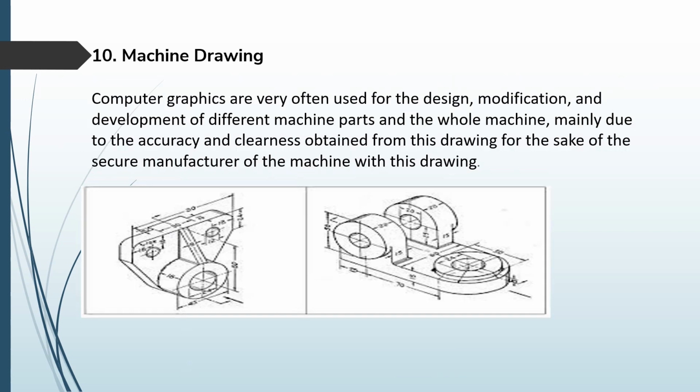Next, machine drawing. Computer graphics are very often used for the design, modification, and development of different machine parts and the whole machine, mainly due to the accuracy and clearness obtained from this drawing for the sake of the secure manufacture of the machine with this drawing.